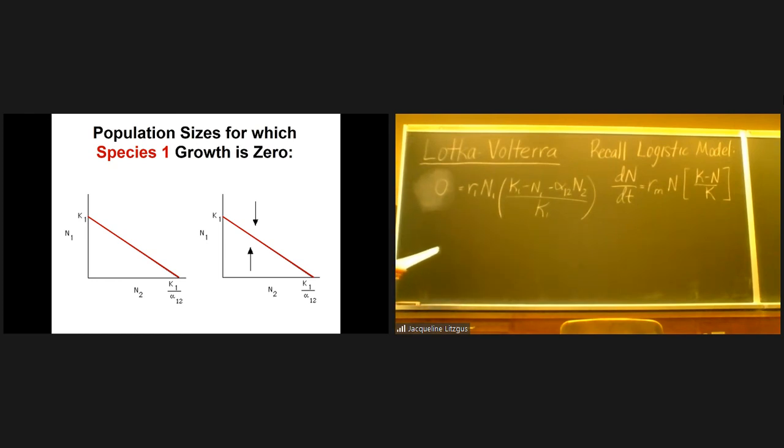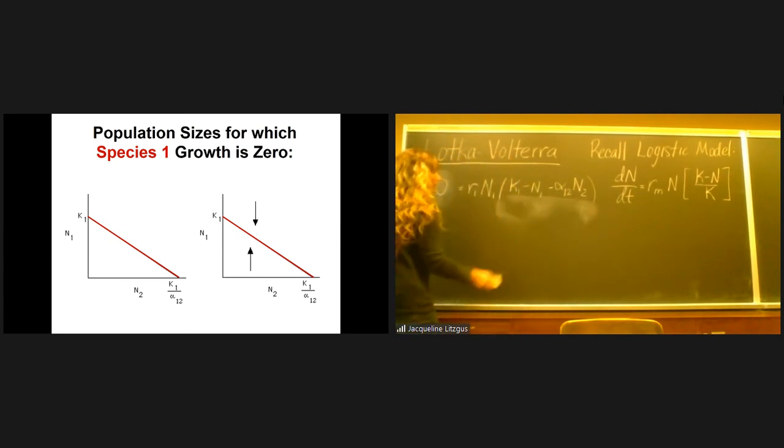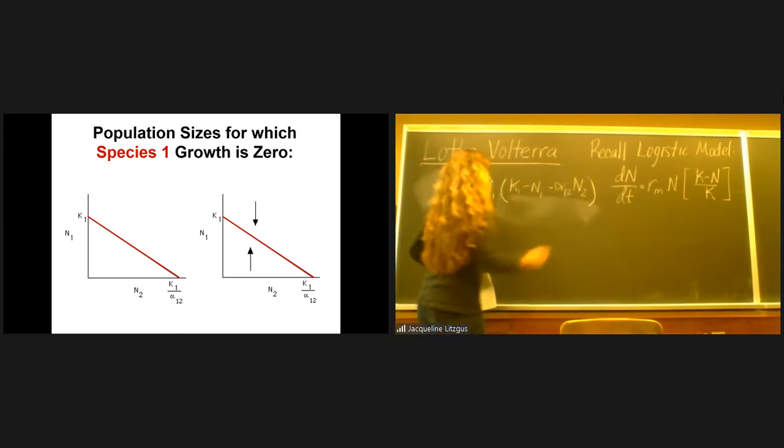Next, I'm going to multiply both sides of the equation by K1 so I can get rid of this denominator and just deal with the rest of the equation. Zero times K1 is still zero, because zero times anything is zero. And if I multiply this side by K1, I get rid of the K1. So now we have 0 equals R1 N1 times, in the parentheses, K1 minus N1 minus alpha 1,2 N2. I'll let you catch up writing that. Everybody okay so far with that?